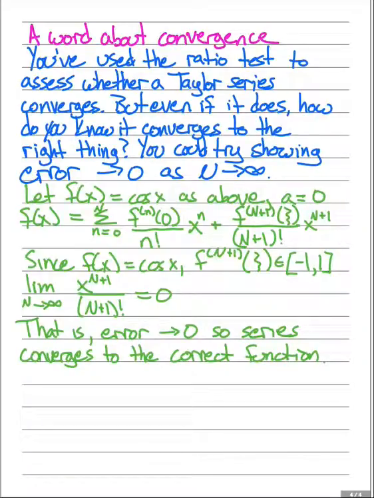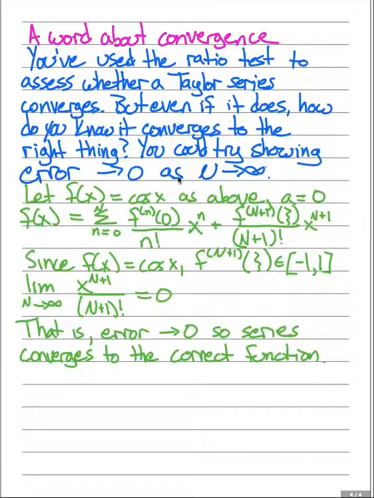Now, a word about convergence. In a previous lesson, you've used the ratio test to assess whether a Taylor series converges. But even if we show that a Taylor series converges, that doesn't prove that it actually converges to the thing we want it to, which is our original function, right? And a way that we can try to get at that is to show that the error goes to 0 as n, capital N, goes to infinity. Meaning, as we take more and more terms in a Taylor series or Taylor polynomial approximation, the leftover bit, the error, can we show that it goes to 0?